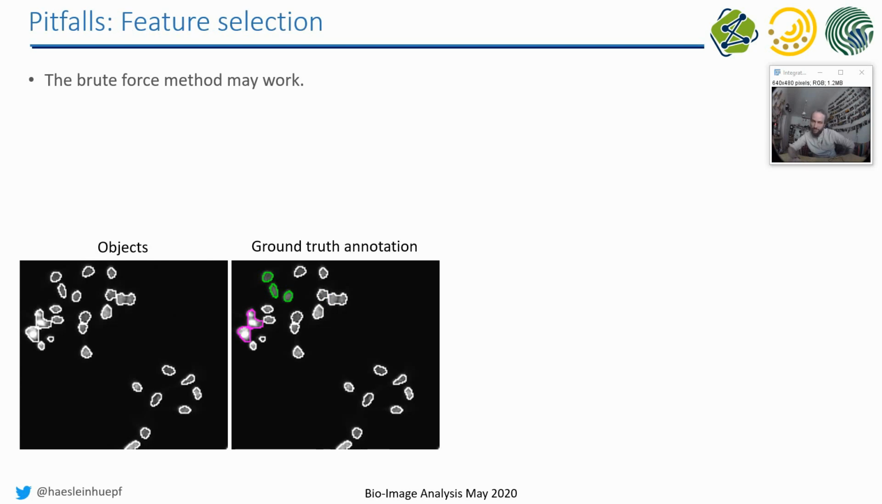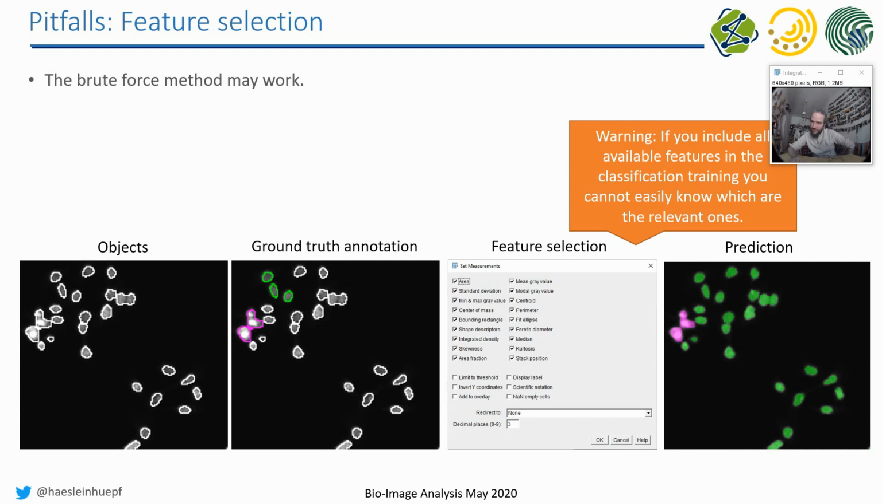The brute force method may also work. You just select all features, and then it can make a nice differentiation between the individual cells and the clumps of cells. But be very careful about that. In this particular case, when you sit in front of the screen and look at this result, you do not know what the algorithm was actually taking into account.